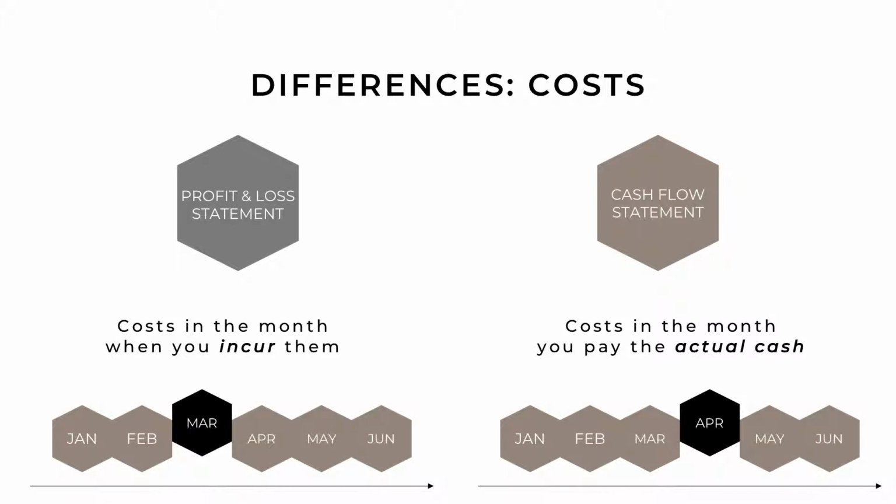Of course, the same goes for costs. In the profit and loss statement, you record the costs in the month when you actually incur them, even if you haven't paid any cash yet. In the cash flow statement, you record the costs at that moment when they actually leave your bank account. Of course, here it's then you who can play around with that by either paying straight away or trying to pay as late as possible.